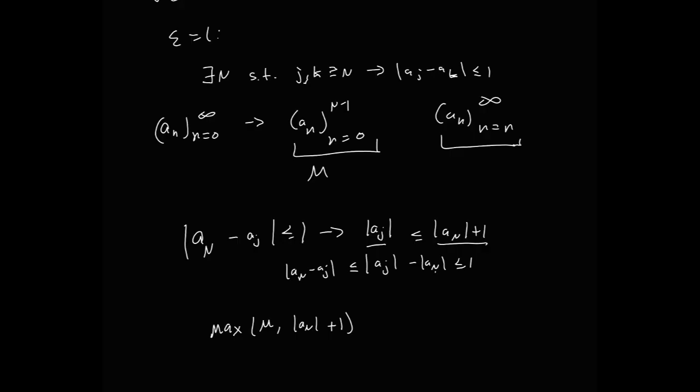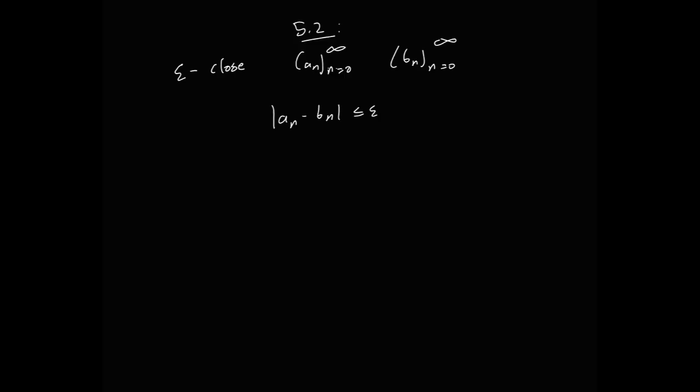Okay, now let's move on to 5.2. So 5.2 is all about equivalent Cauchy sequences. So it's basically saying, when are two Cauchy sequences the same? So again, we do epsilon closeness for sequences. If we have two sequences an and bn, we say that they're epsilon close if for every n, the absolute value of an minus bn is less than or equal to epsilon. We say it's eventually epsilon close if there exists some m such that for any n greater than or equal to m, it's less than or equal to epsilon.